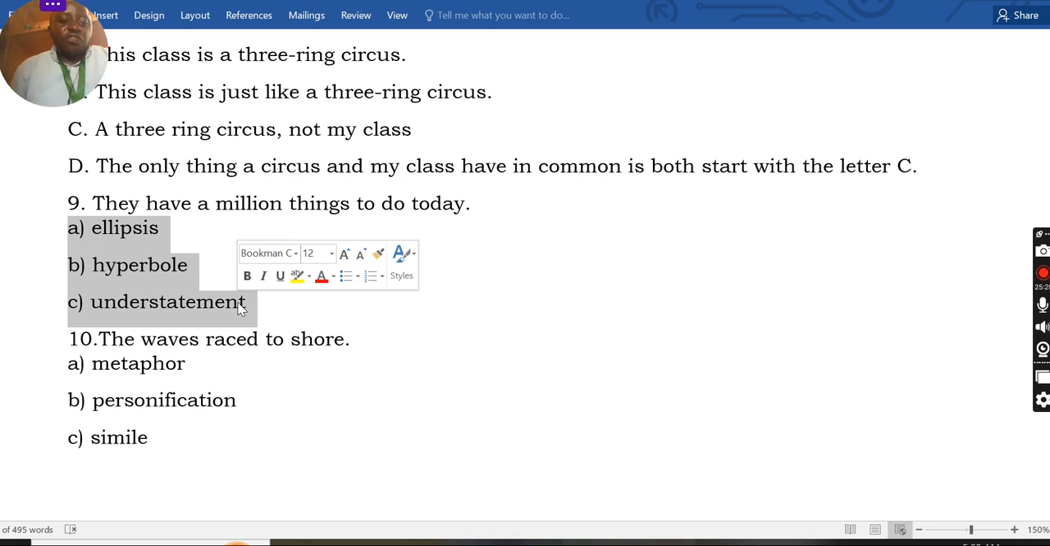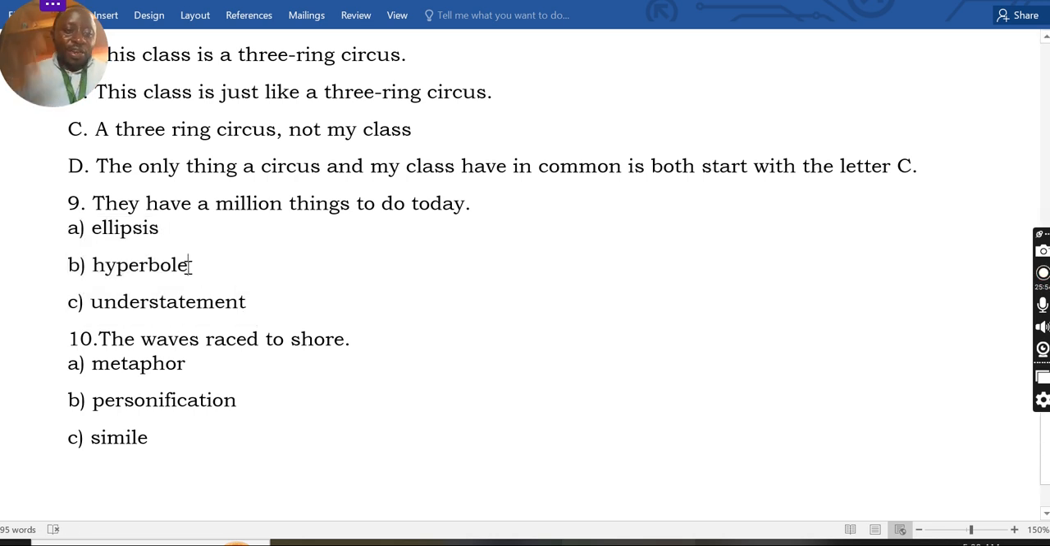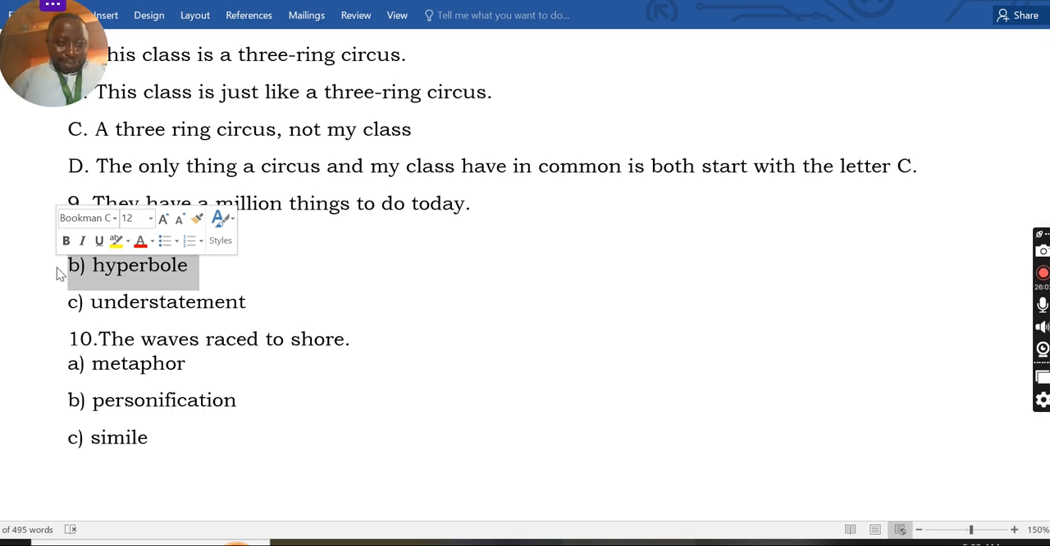So now imagine if a person can do a million things in one day. Is it possible? Impossible. So when we see something is impossible to be done, it is exaggeration. Okay? The author or the writer has exaggerated. So this is hyperbole, as we have seen before. So the best answer is hyperbole, right? Yes.